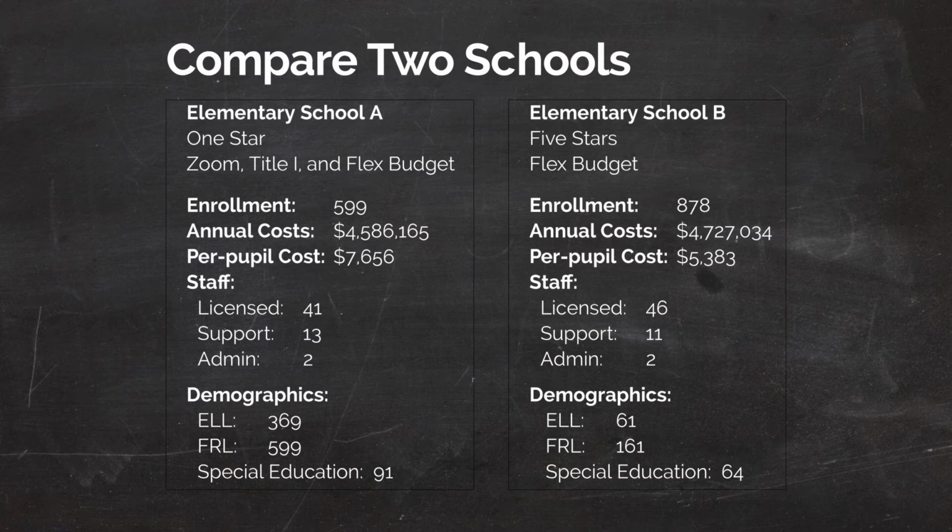Why are more dollars directed to Elementary School A? That's due to the demographics if you take a look down here at the bottom. There is a significantly higher number of English language learner students at Elementary School A, 369 compared to 61 at Elementary School B. There's a significant amount of free and reduced lunch eligible students, 599 compared to 161. And there's a significant number of special education students at Elementary School A, 91 as compared to 64.